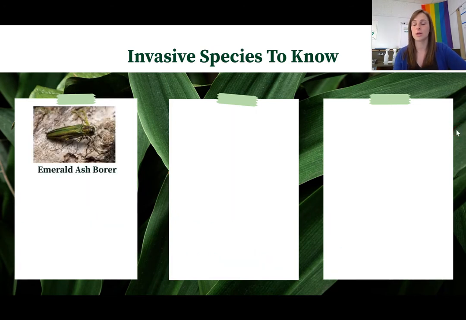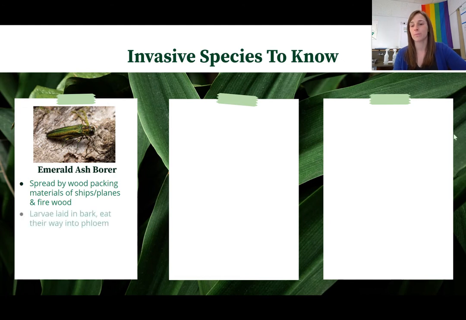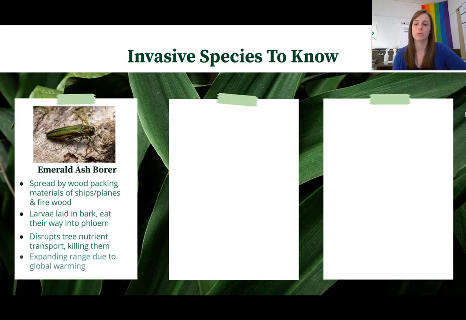Some more invasive species to know about. The emerald ash borer. This is spread by wood packing materials on ships and planes, and then firewood. So wherever this wood is going, this little bug can go with it. The larva is laid in bark, and then they eat their way out into the phloem, which is like the outer edge of the tree. It's going to disrupt tree nutrient transport. Ultimately, this is going to kill the trees.